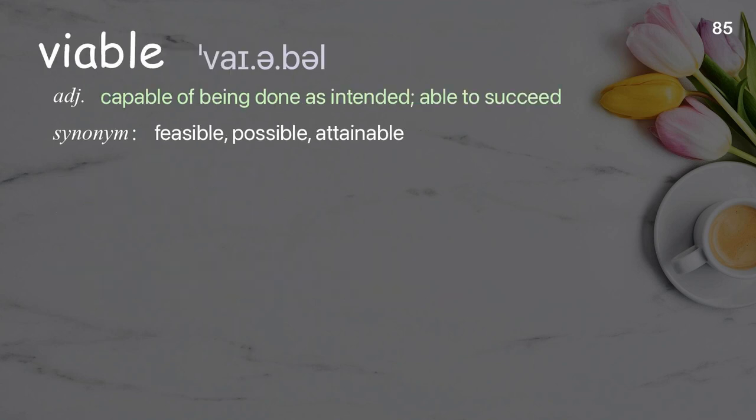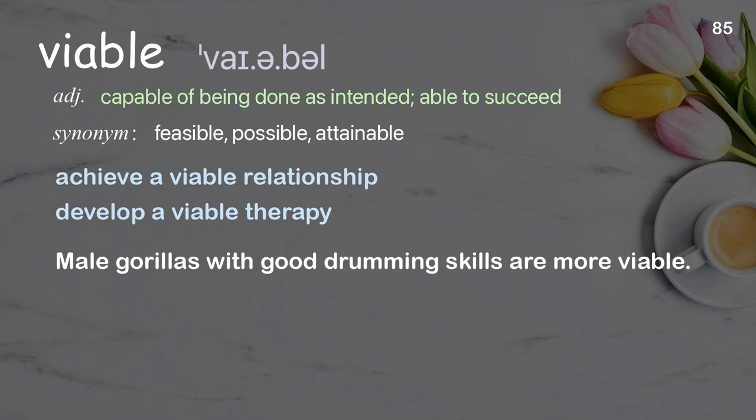Viable. Capable of being done as intended, able to succeed. Examples. Achieve a viable relationship. Develop a viable therapy. Male gorillas with good drumming skills are more viable.